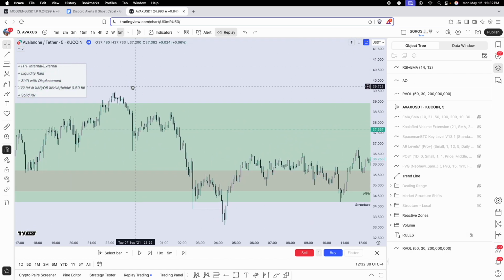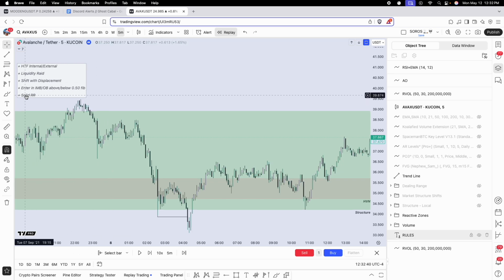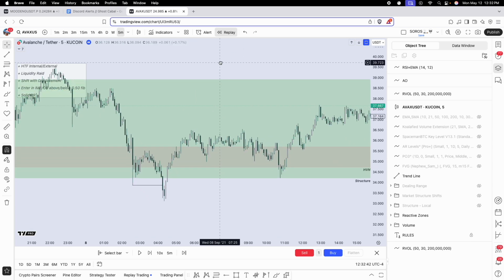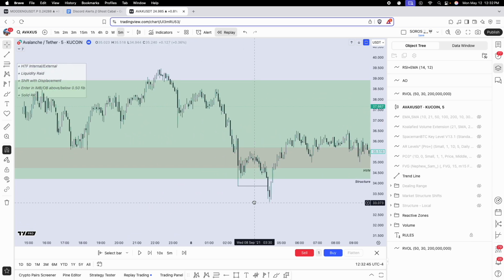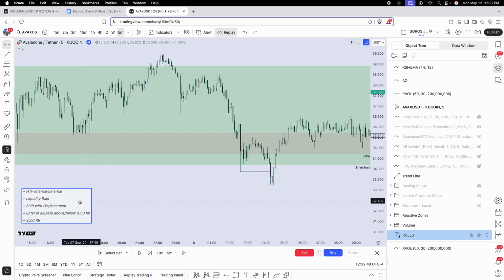And the idea is you're entering with this liquidity raid, shift with displacement, enter in the imbalance or order block above 50% of the dealing range, and it should have a solid risk reward. So the first part of that, let me move it just for the example.